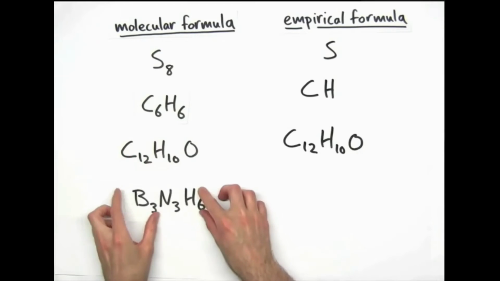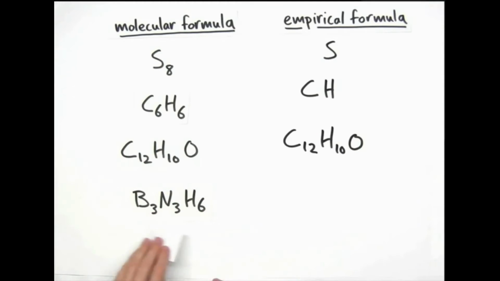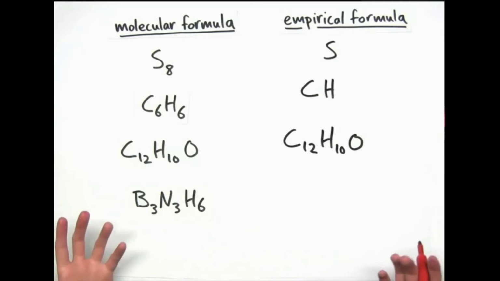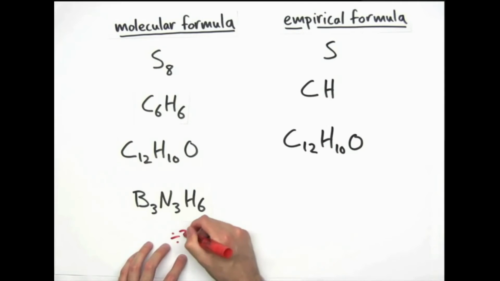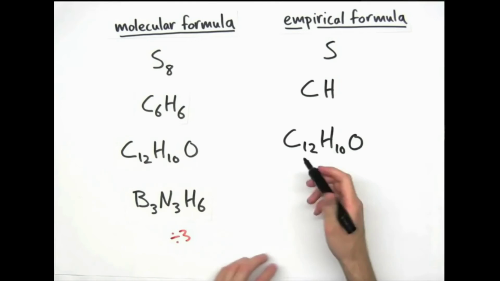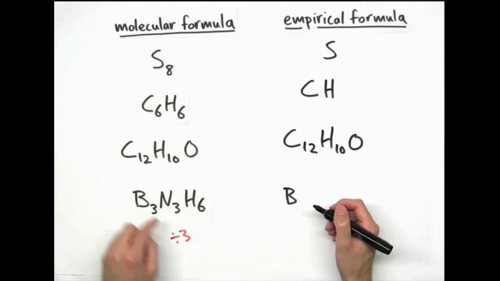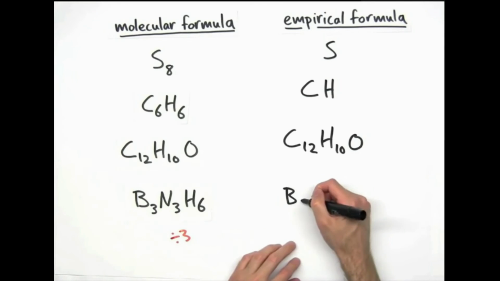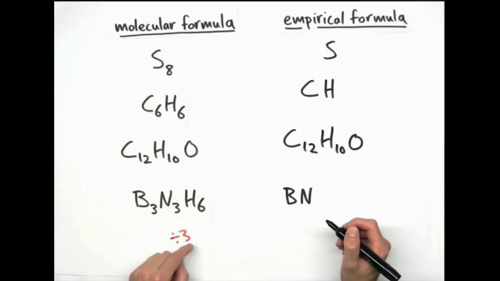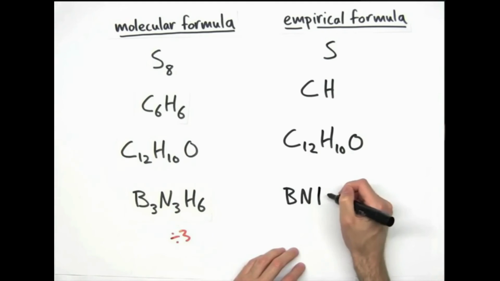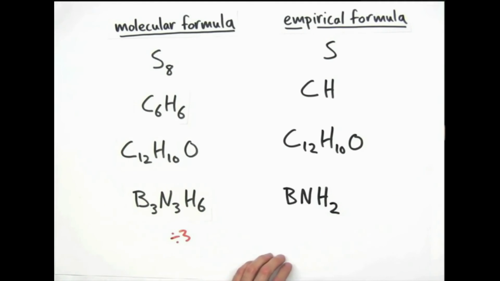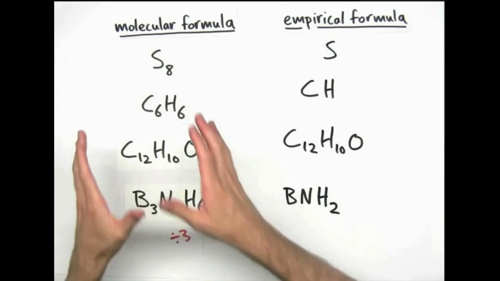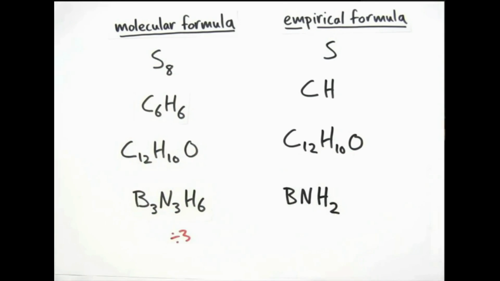Okay? Here's a last one. B3N3H6. What can we divide everything by? We can divide everything by 3. So we're going to get B, 3 divided by 3 is 1. We don't put anything. N, 3 divided by 3 is 1, so we don't put anything. And H, 6 divided by 3 is 2. So that's how we can take molecular formulas and write empirical formulas for them.